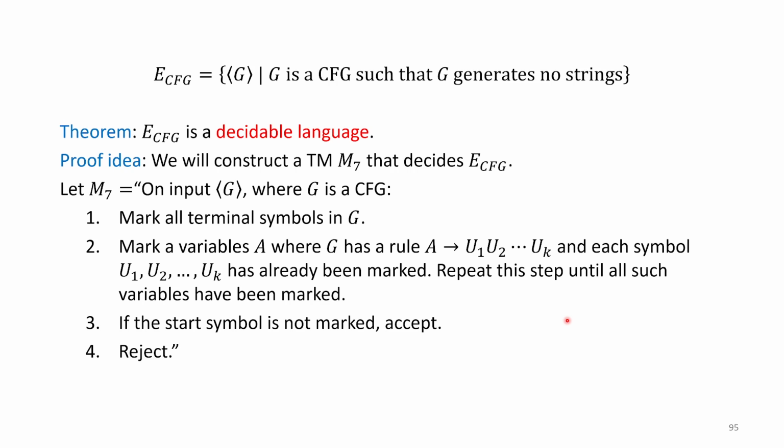Okay, so that will help us detect if a context-free grammar is empty or generates no strings. And again, we might be able to use this to show that other languages are decidable as well. But again, the goal here is just to show that some properties of context-free languages, or context-free grammars in this case, can also be detected by Turing machines.